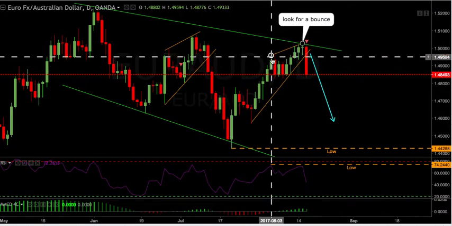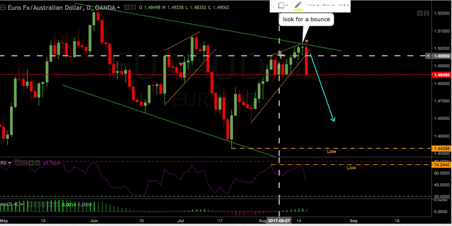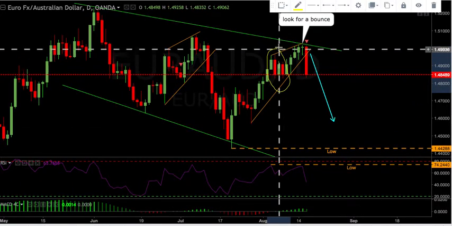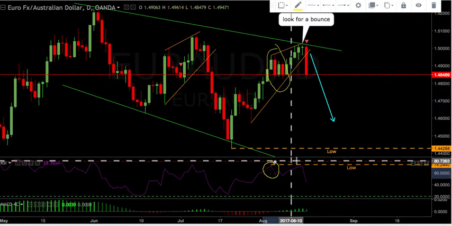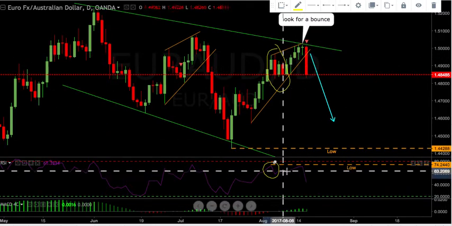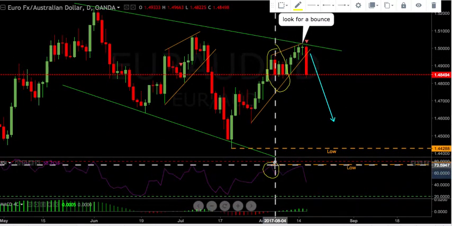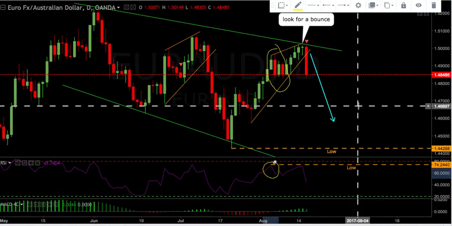Since it made this high last week, since this high was made here, price has gone up, but the RSI was not going over this area of the 74 area on the RSI.